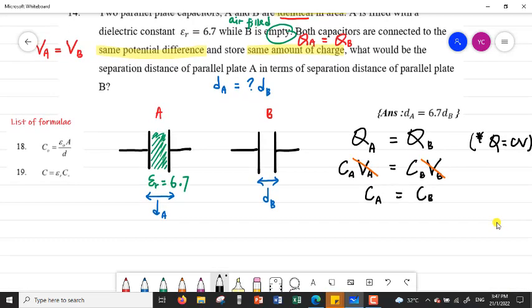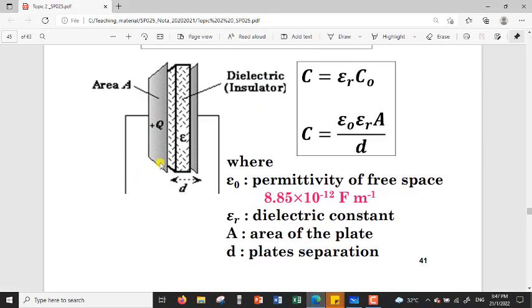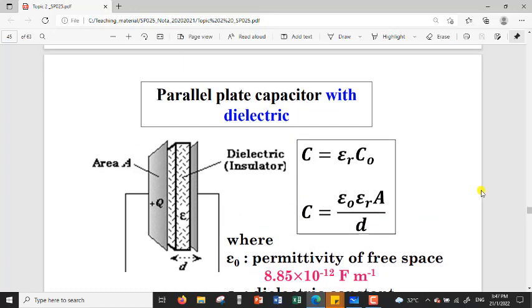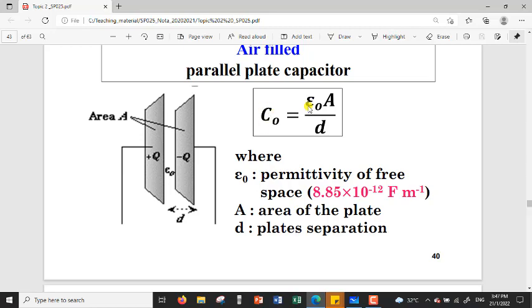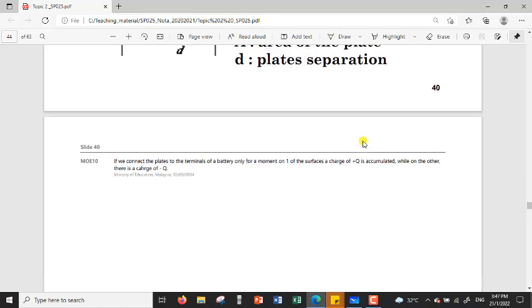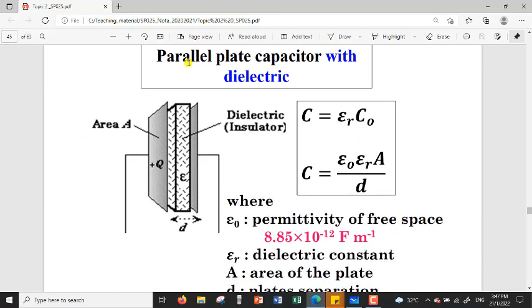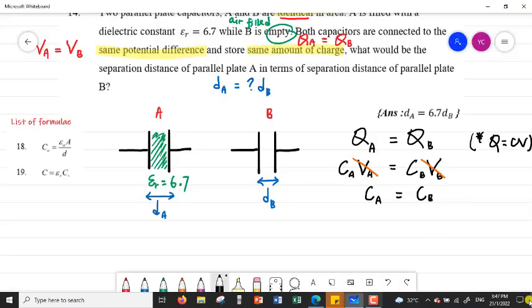If we refer to the list of formulas, or if you recall the concept we learned in LO2.3, we know that for an air-filled capacitor, the capacitance is epsilon naught A over d. But when the parallel plate capacitor is inserted with a dielectric, the capacitance increases, whereby the capacitance will be the dielectric constant multiplied by the value of the air-filled capacitor. So it will be epsilon naught epsilon R A over d. So we apply the equations.